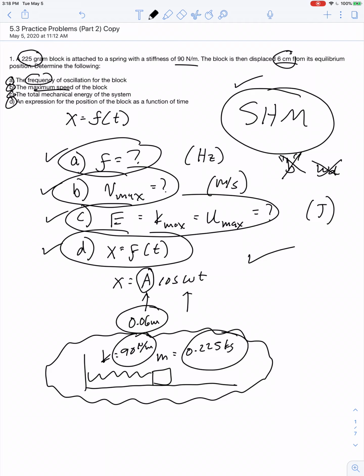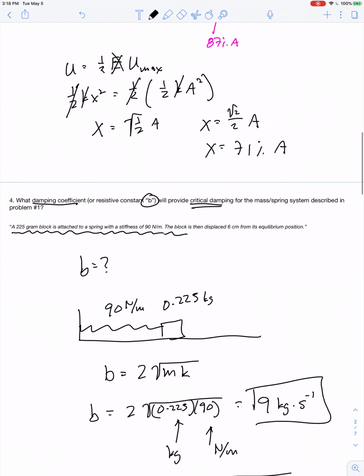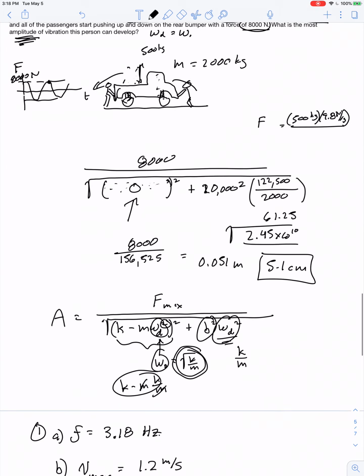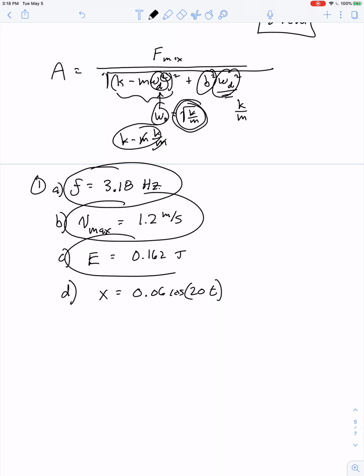Hit pause on this video and work out your answers to parts A through D, and once you have it all worked out, then resume playing this video, starting now. Okay, welcome back. Now that you've worked out your answers, let me scroll down and reveal the correct answers to you. Hopefully you found that the frequency is 3.18 hertz, the maximum speed is 1.2 meters per second, the total energy of the system is 162 millijoules, and we can describe position as a function of time accordingly.